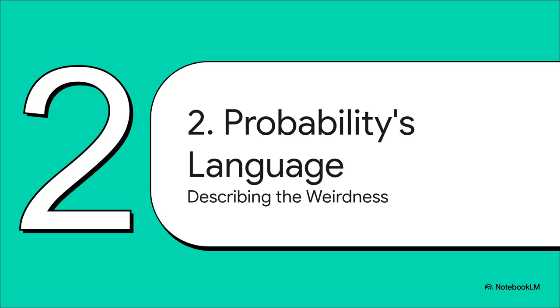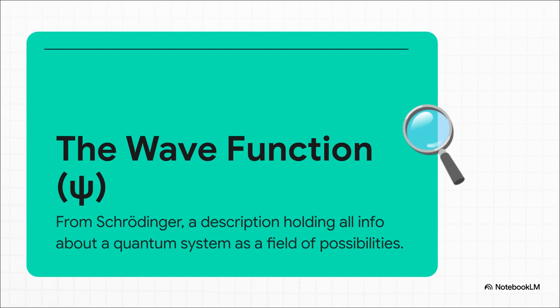Section 2, the language of probability. Okay, so if matter has this weird dual personality, how in the world do you describe it? The old physics rulebook just wasn't going to cut it. Science needed a whole new language. And that new language came from the brilliant Erwin Schrödinger. He gave us the wave function.